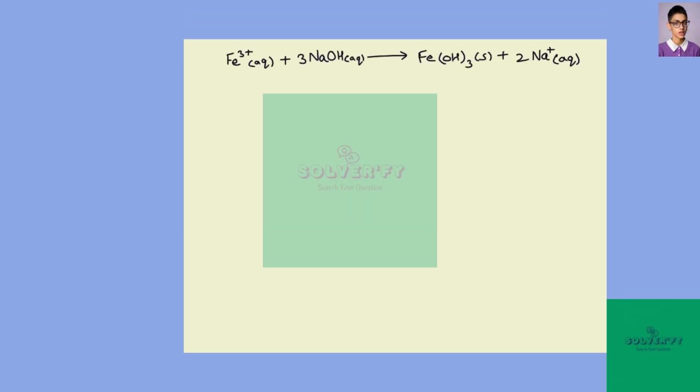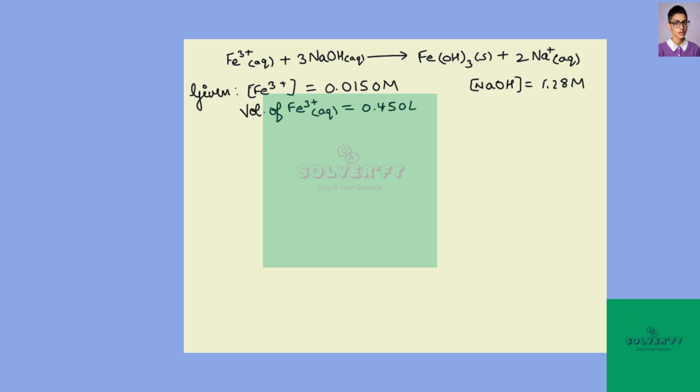Hello students. So the question is what is the minimum amount of NaOH required in the solution? So we have been given the concentration of Fe3+, which is 0.0150 molar, and the volume of Fe3+ in aqueous solution is 0.450 liters, and the concentration of NaOH which is needed to be added, so it is 1.28 molar.